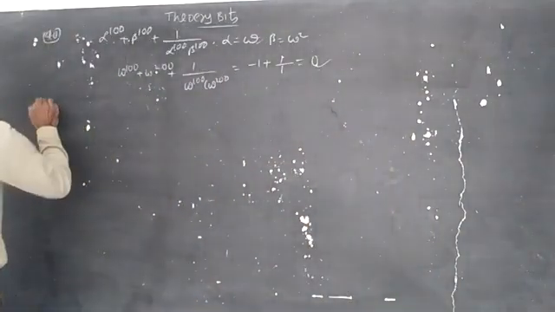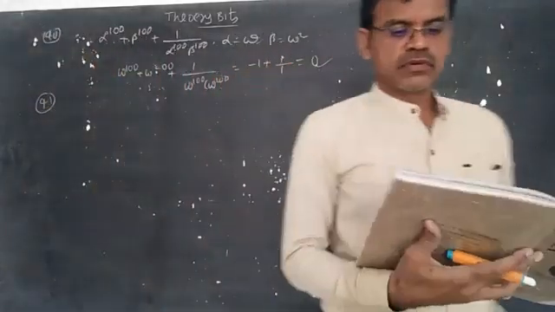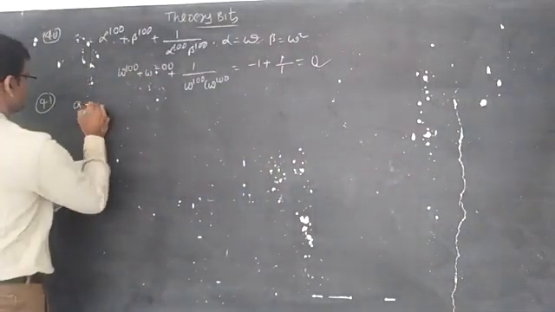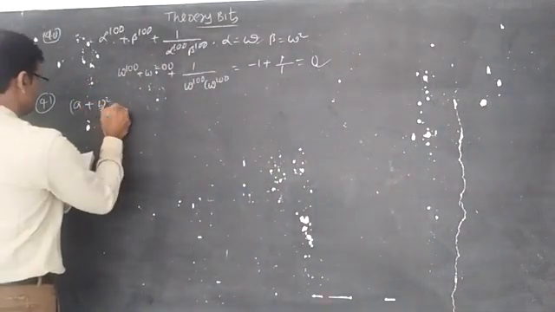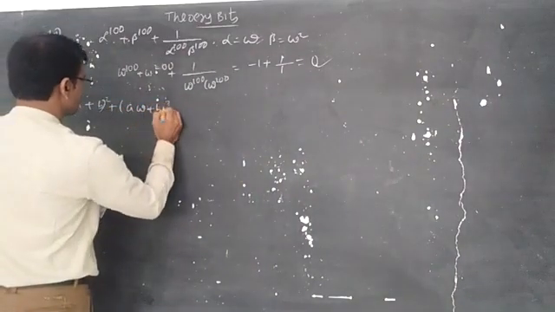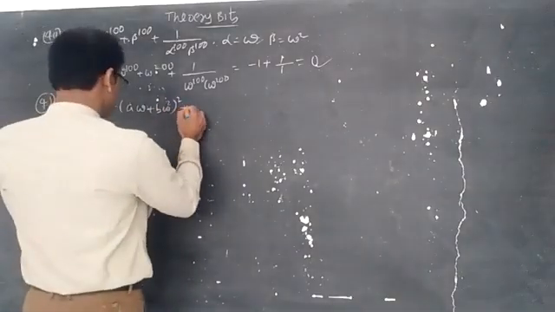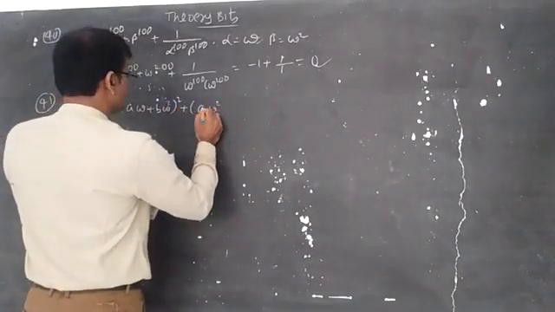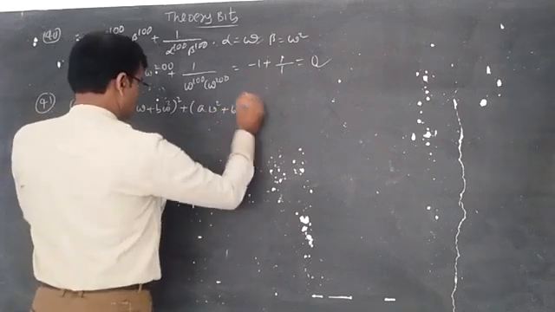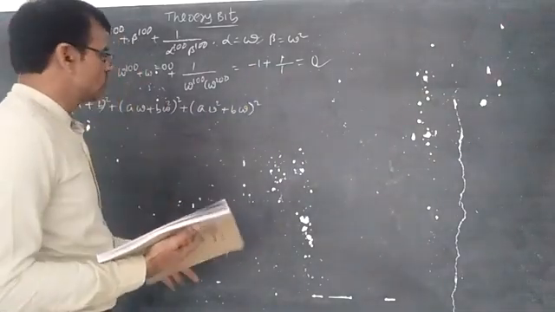Now the 41st question: a plus b whole square plus a omega plus b omega square whole square plus a omega square plus b omega whole square.